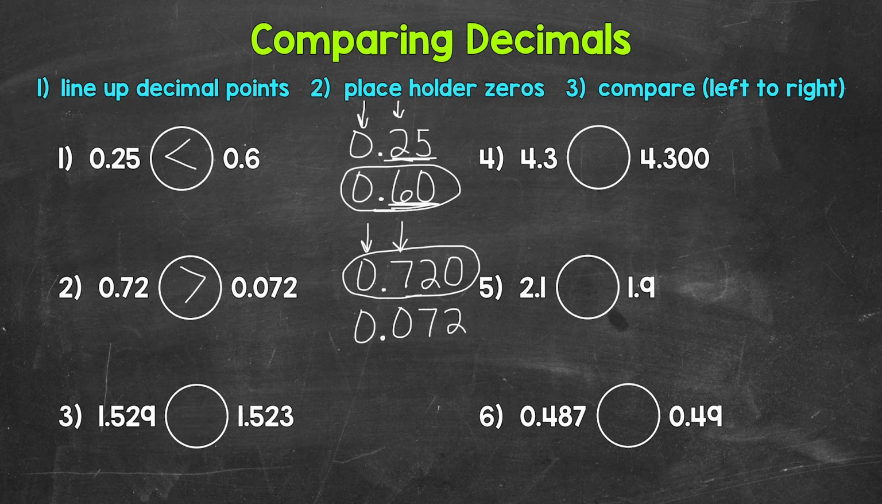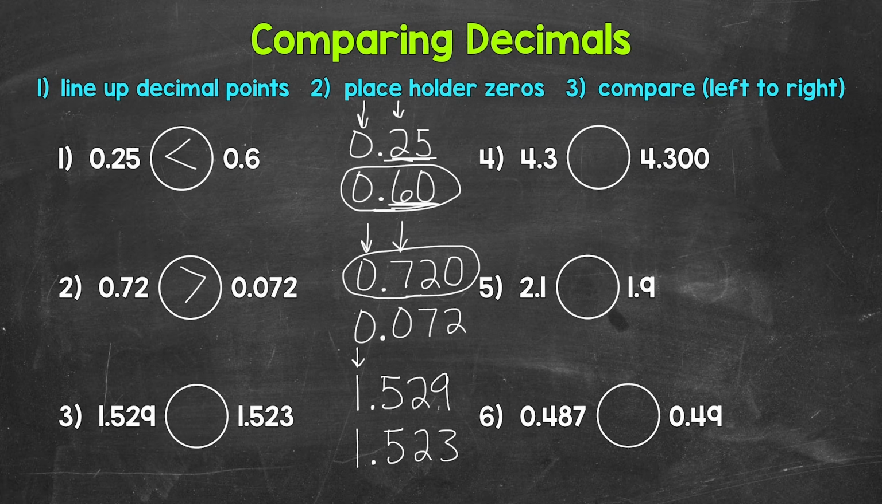Moving on to number 3, we are comparing 1 and 529 thousandths and 1 and 523 thousandths. Let's line these up. Both of these go to the thousandths place, so we don't need any placeholder zeros. So let's start comparing digits from left to right. The greatest place value, the place furthest to the left, is the ones place. So let's start here and work our way right.